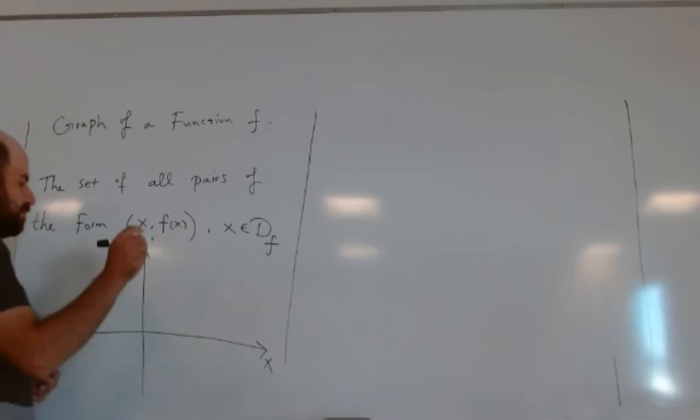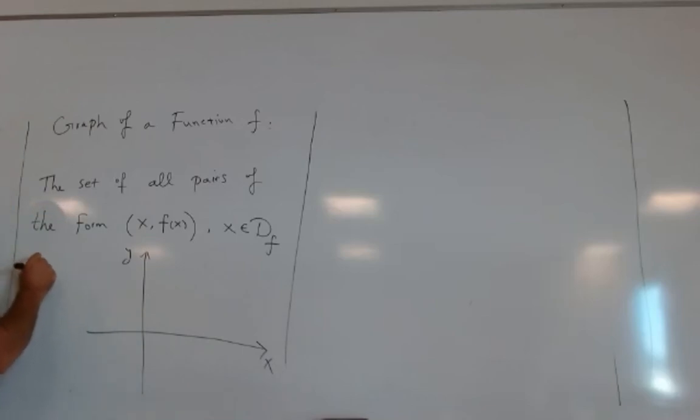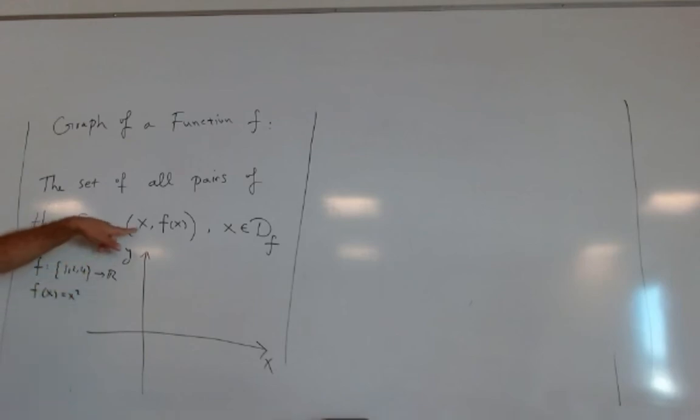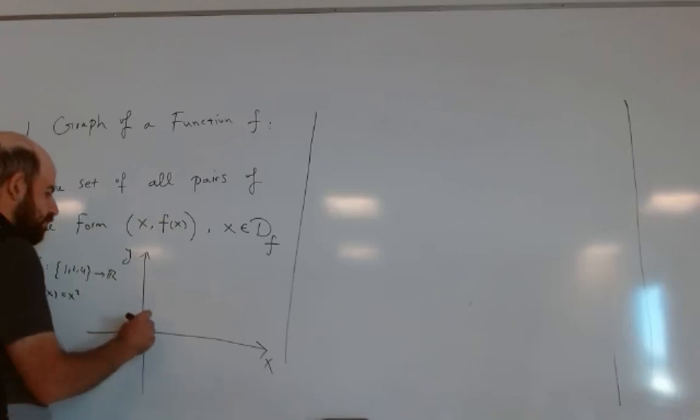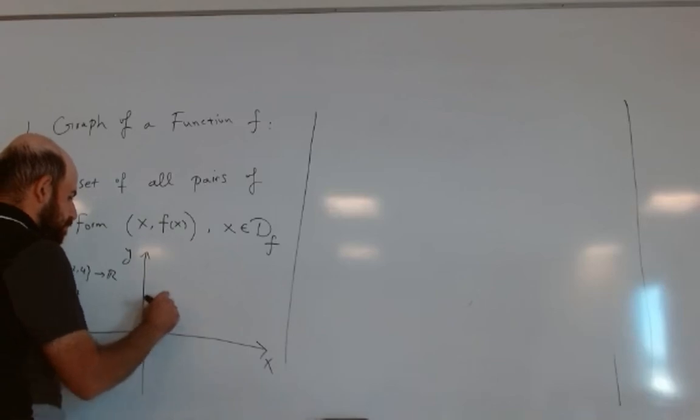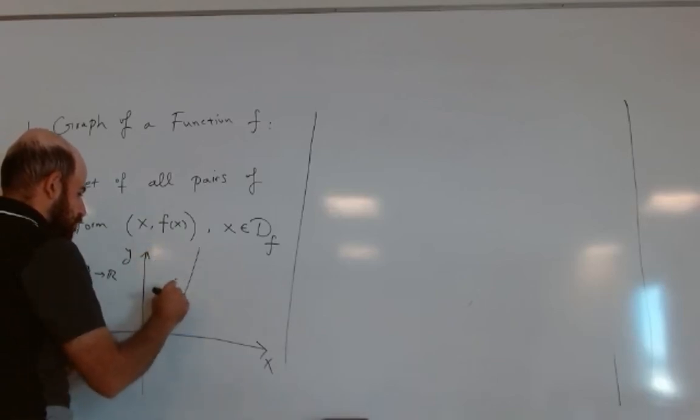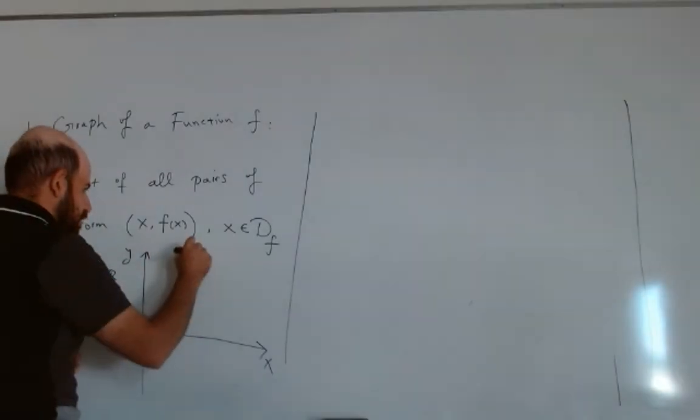So for example, the example we saw, if you remember, was f from {1, 2, 4} to R, f of x equals x squared. In this case, because we have only 3 elements in the domain, the graph of the function consists of only 3 pairs. So 1 and f of 1, 2 and f of 2, and 4 and f of 4, because the domain contains only 1, 2, and 4.